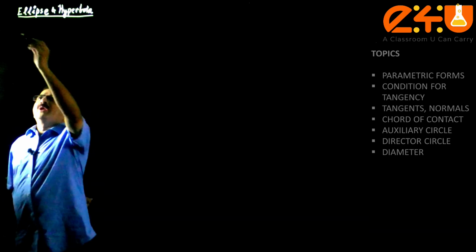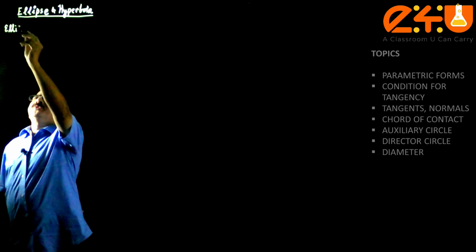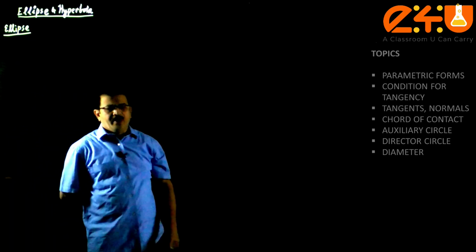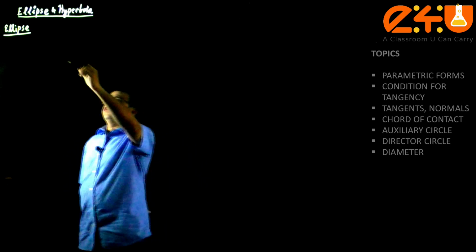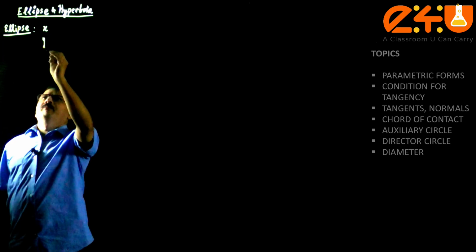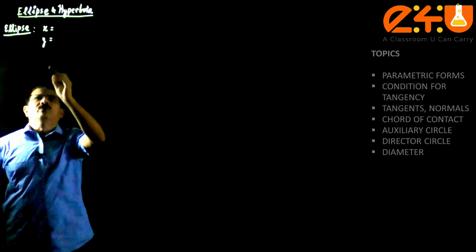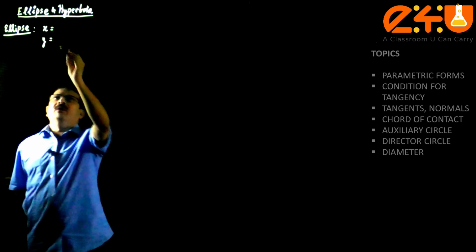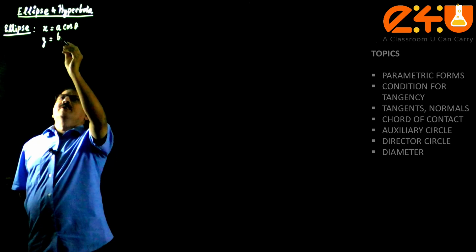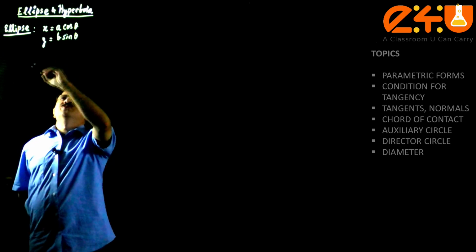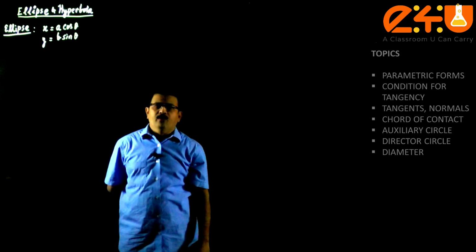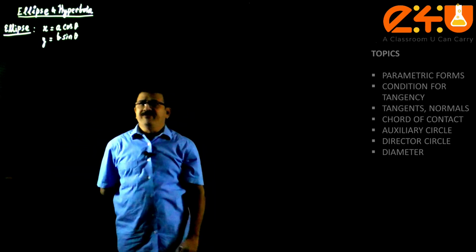The first thing, for ellipse, we have seen the basic forms of ellipse. And the first point we would like to discuss is the parametric form. So when we say parametric form, the x and y are separately defined. So the parametric form is written this way: x is a times cos theta and y is b times sin theta.